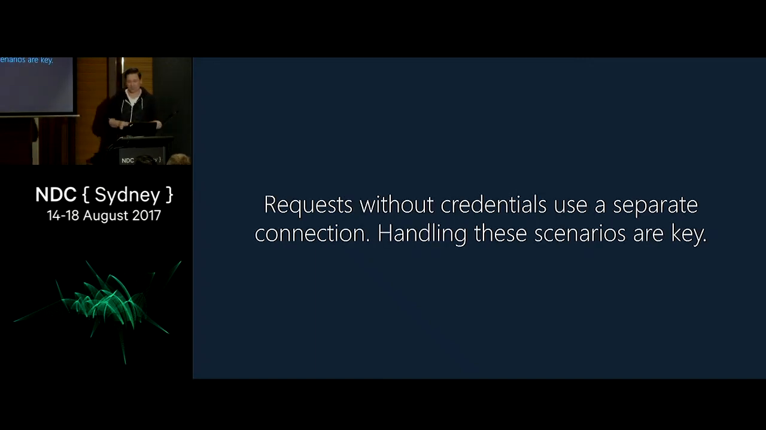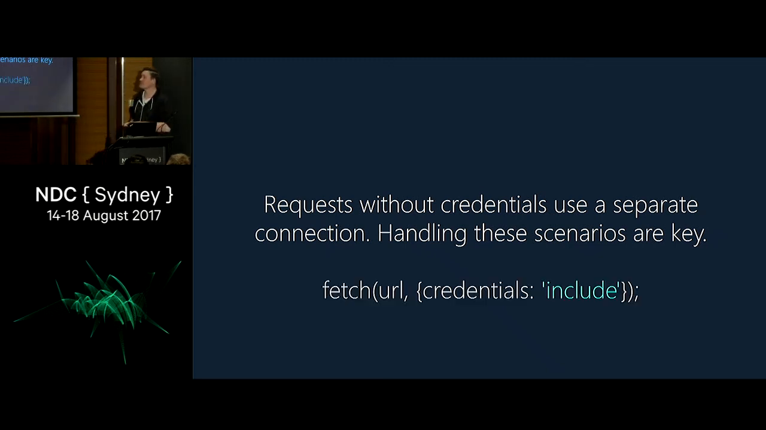And more gotchas. If you have any authentication on your site, authenticated requests and unauthenticated requests will go down different connections to the server. You really need to handle these appropriately, or any unauthenticated requests won't hit your push cache. This mainly means that if you're doing a fetch, include the credentials. There may be certain cases where this won't work, and if that's the scenario, you'll have to go into the service worker and change how that network call is made.